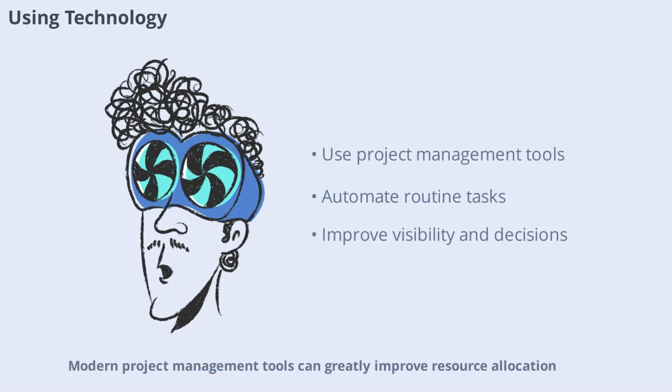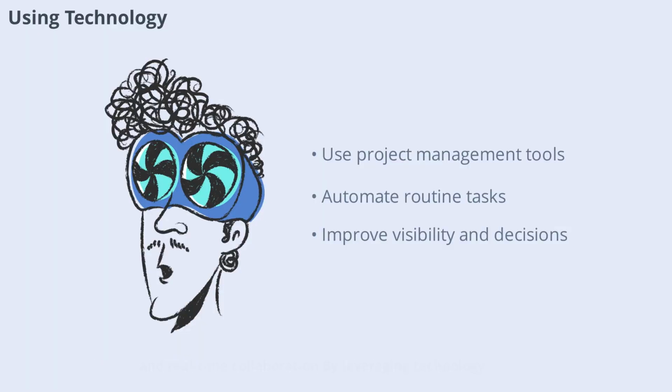Modern project management tools can greatly improve resource allocation. Software platforms offer features like scheduling, workload tracking, and real-time collaboration. By leveraging technology, you can automate routine tasks, gain better visibility, and make more informed decisions about resource allocation.